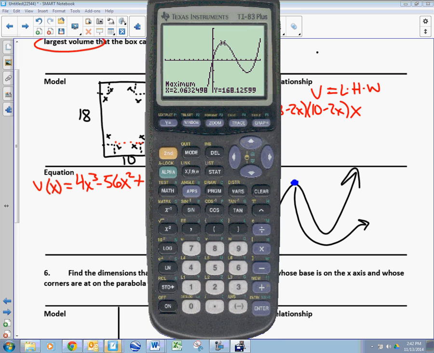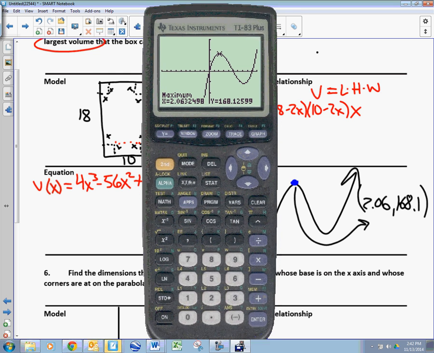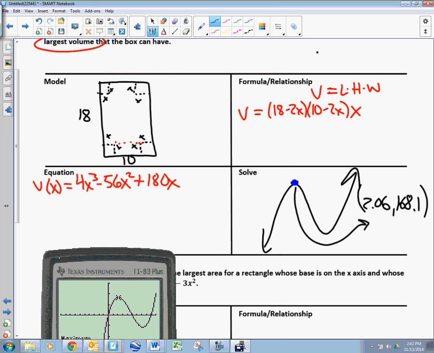I don't like zoom fit. You can, but I don't know. Try it. I think it does, but so we got 2.06, 168.1. What do those mean? Question. So you can only show part of the graph? Yeah. I don't remember the notation.